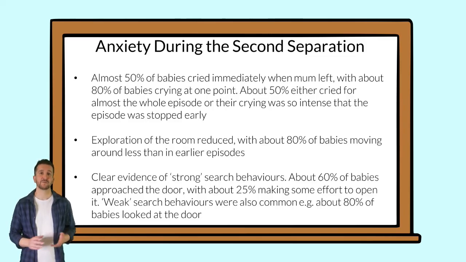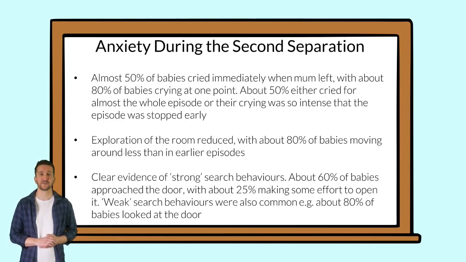Again, exploration of the room reduced during the episode, with about 80% of babies moving around less than they did in earlier episodes. In contrast to episode 4, there was now clear evidence of strong search behaviours. About 60% of babies approached the door, with about 25% making some effort to open it. Weak search behaviours were also common. For example, about 80% of babies looked at the door. Thus, most kids evidenced separation anxiety in this episode, with this anxiety appearing to be more intense than in the first separation episode.